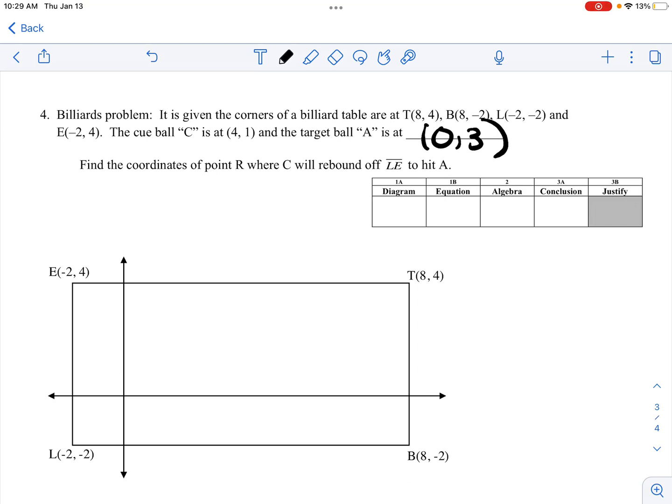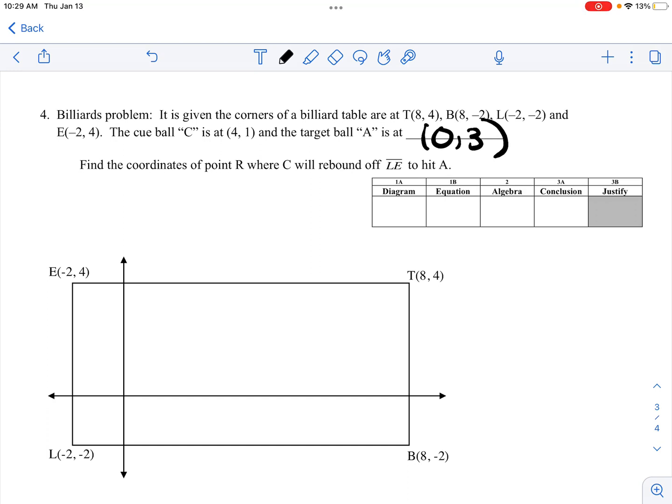I'm going to go ahead and do the problem so that when you come back, you can see if you are correct. All right, so here we go. It is given the corners of a billiard table are the following, and the cue ball C is at 4, 1, and the target ball A is at 0, 3.